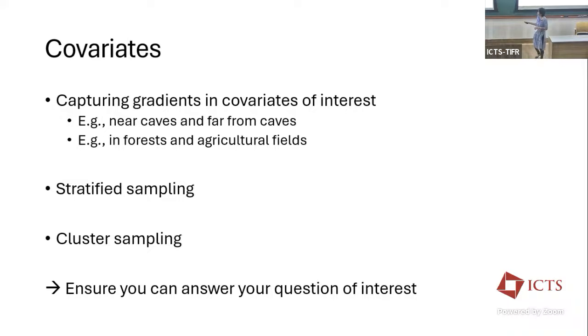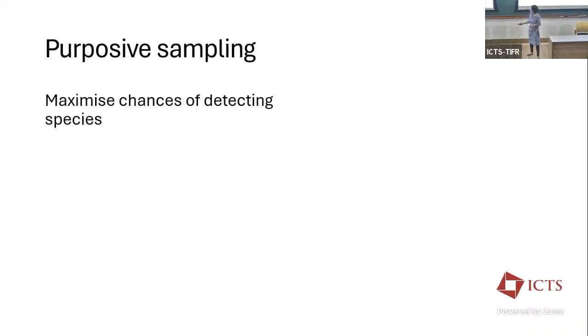So thinking about covariates from the beginning itself, going back to thinking about your models from the beginning itself, is really important for your study design itself, because that will determine to an extent where you can also place your points. And it can ensure that you can answer those questions at the end. Yeah, so these are just examples: in forest versus agricultural fields, near versus far away from caves.